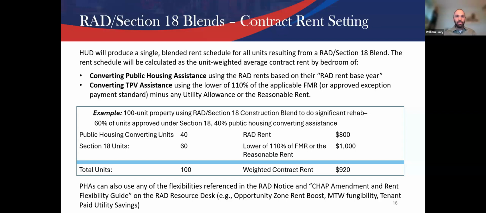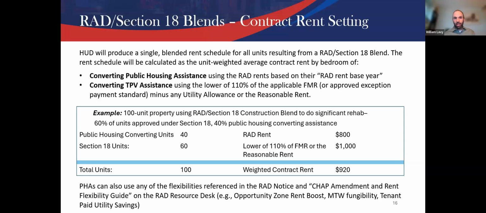So in our example, a 100-unit property is using a RAD Section 18 construction blend to do significant rehab. And so they're qualifying for the 60-40 blend, where 60% of the units are going under Section 18 and 40% of the units are public housing converting assistance. So we have 40 units, 60 units, that's 100 units total. The RAD rent of $800 in this case. The lower of 110% of FMR or the reasonable rent is $1,000 in this case. So that's a weighted average of $920. Oh, hold on, jumping ahead.